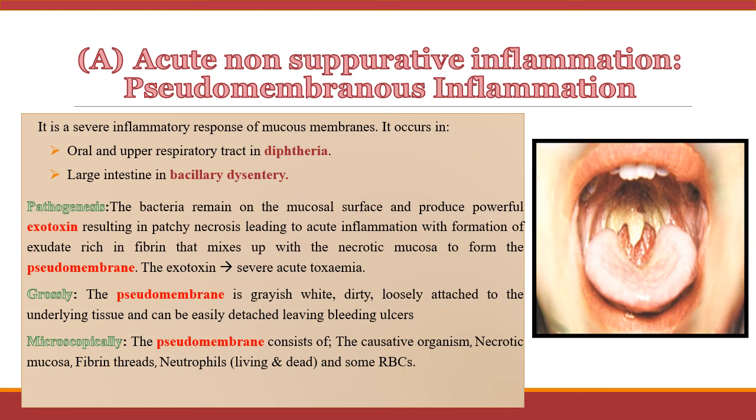We are only left with one last fact about this type of inflammation. This very powerful exotoxin can leak into the circulation and lead to a severe condition called acute toxemia that we will mention, inshallah, in the last lecture of acute inflammation. So this is all about the pseudomembranous inflammation. We need to remember that it's a severe form. It is common with diphtheria and bacillary dysentery caused by Shigella. It is caused by the presence of a severe, powerful exotoxin that leads to necrosis of the mucosa with the exudates of the inflammation.